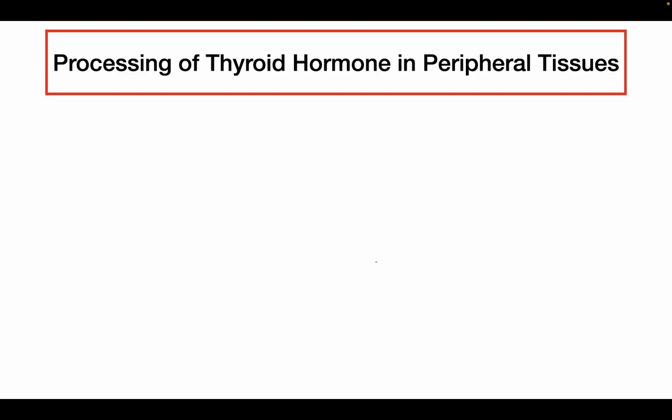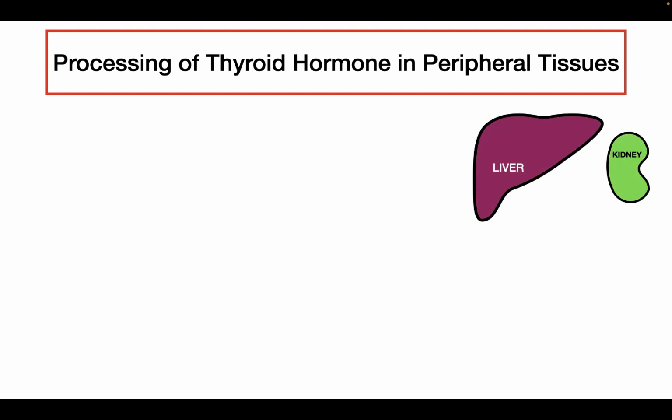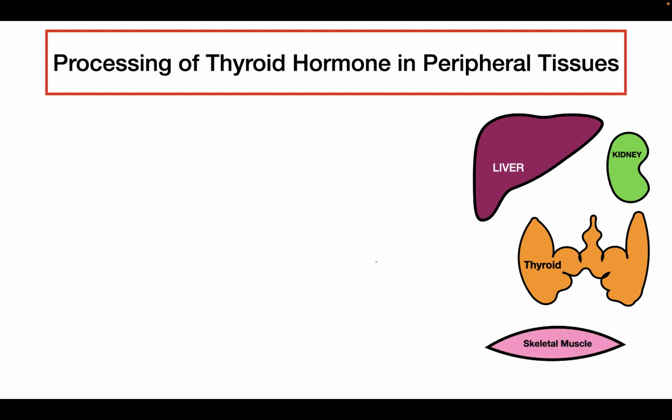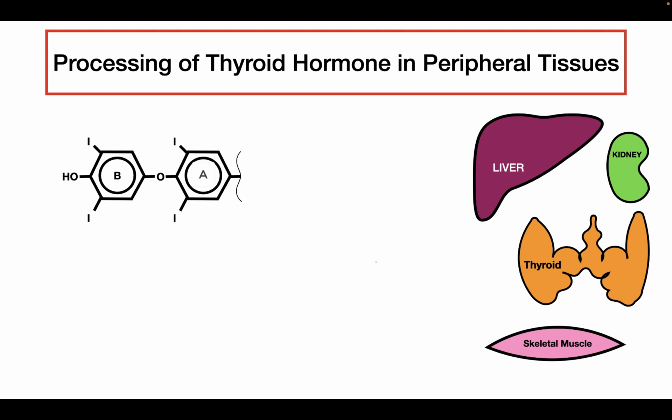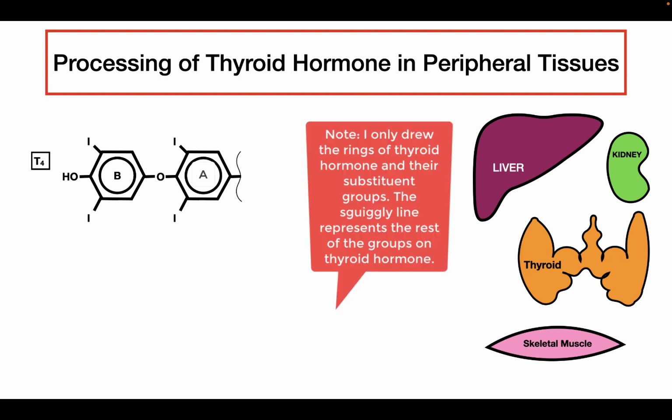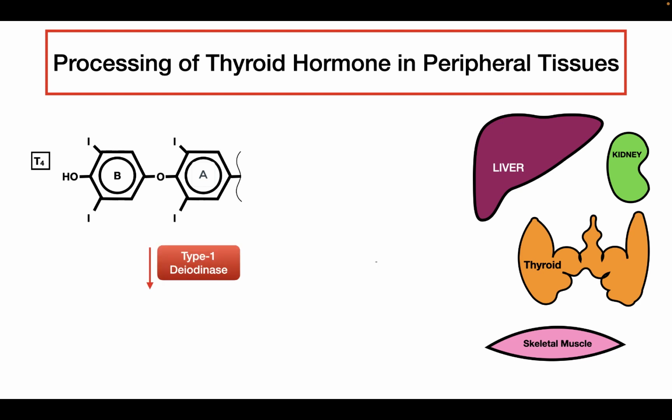We're going to finish off today by talking about how thyroid hormone is processed in peripheral tissues. Different peripheral tissues are going to have different enzymes, and these enzymes are going to be responsible for processing thyroid hormone. The first enzyme that we're going to be looking at today is found in high concentrations in the liver, in the kidney, in the thyroid gland, and in skeletal muscle. So what does this enzyme do? When T4 enters into the liver, kidney, thyroid gland, or skeletal muscle, T4 can be processed by a specific enzyme called a type 1 deiodinase.